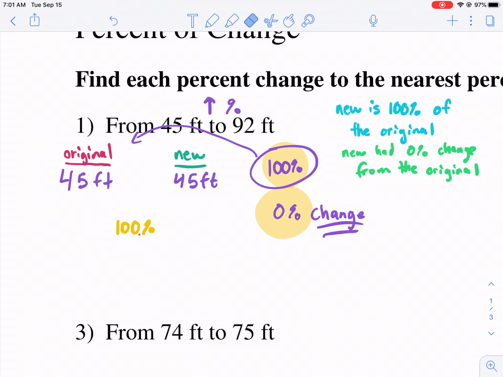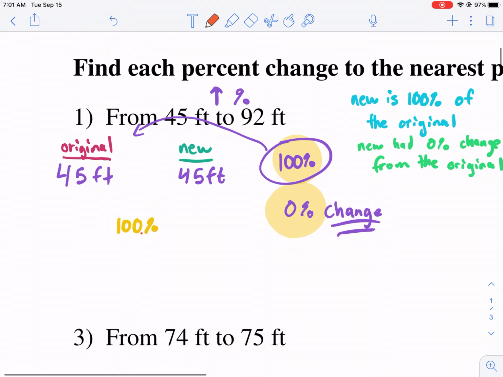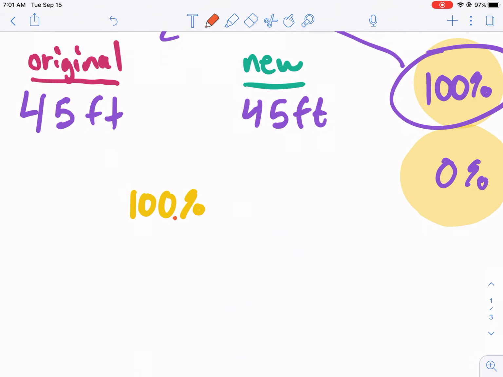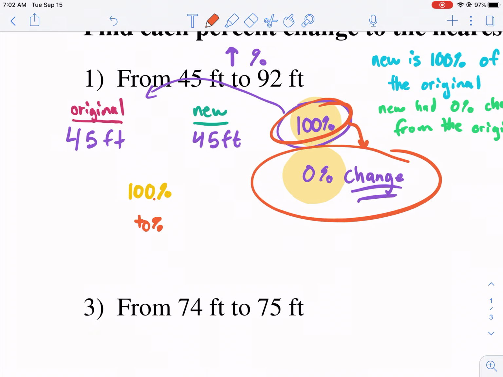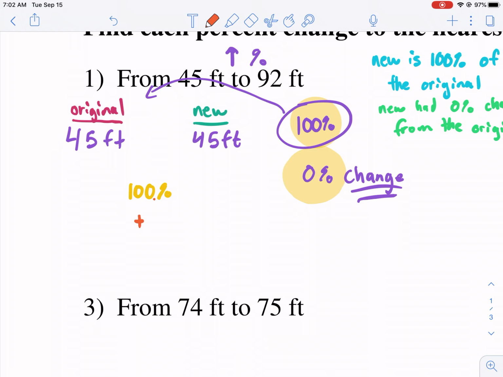So if there's 0% change, that means we're not adding anything to this 100%. We're not subtracting anything from this 100%. So we're not adding any percent there. We're adding 0% to that. So that's what percent change is. We start with our 100% and we ask, does it change? We're going to add or subtract to that 100%. So this is just a framework for understanding how this works.